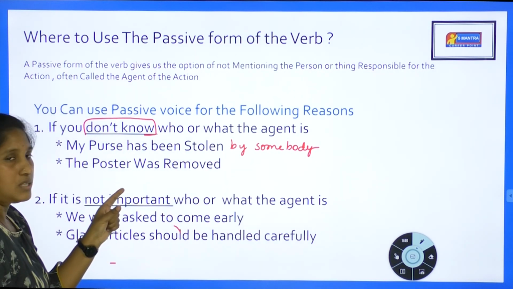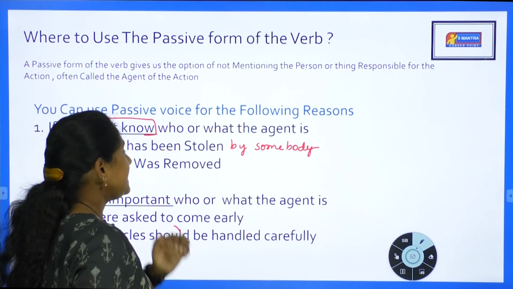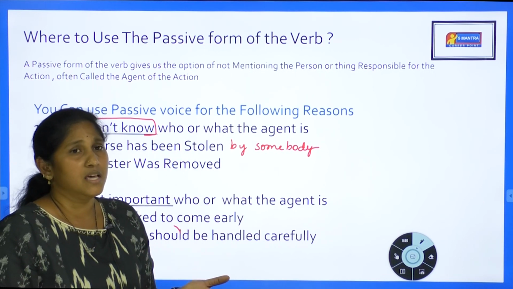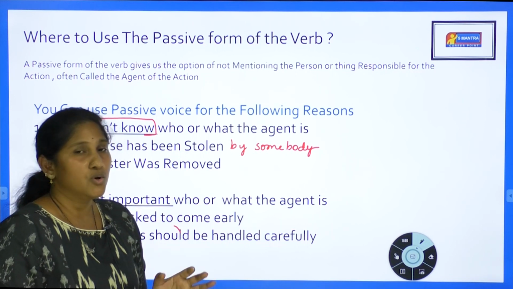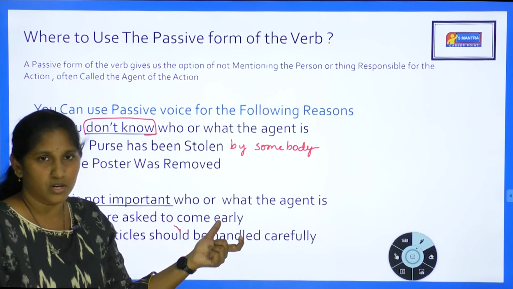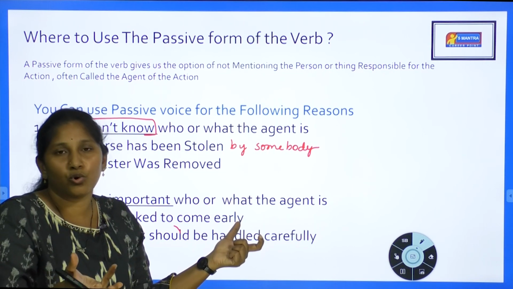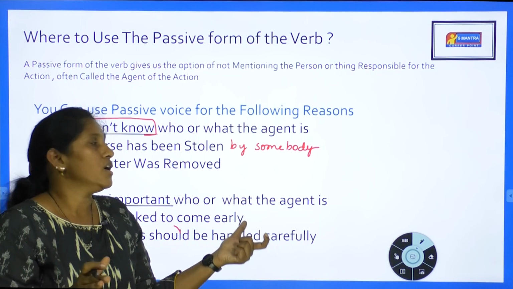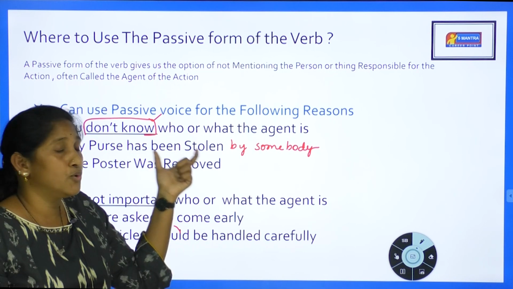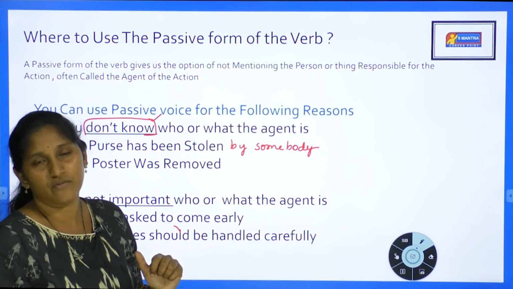Okay. And one more example. The poster was removed. Daily we see posters on the walls outside. Next day, if you see, the posters were removed. So this is the situation. The poster was removed. Who removed it? We don't know. That unknown person, we don't know about the person's information. So whenever we don't know, that is the clue. Whenever we don't know about the information of that person, we can simply use the passive form of sentences.